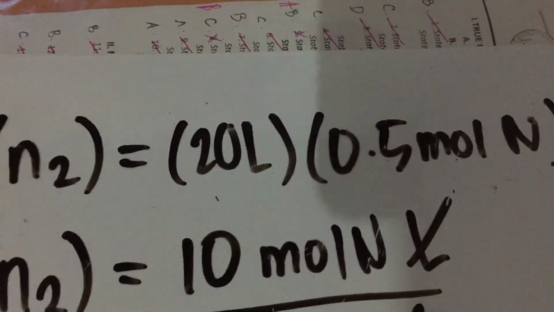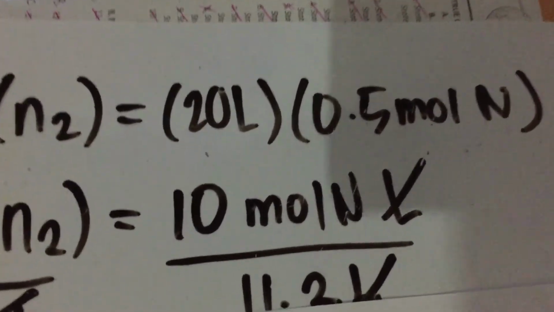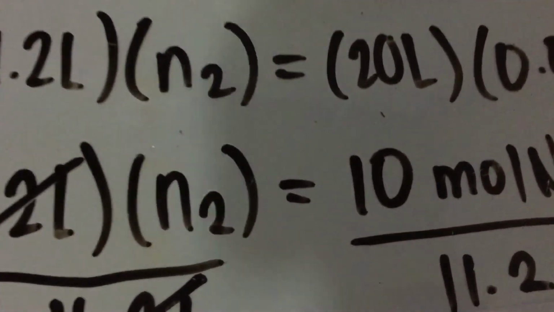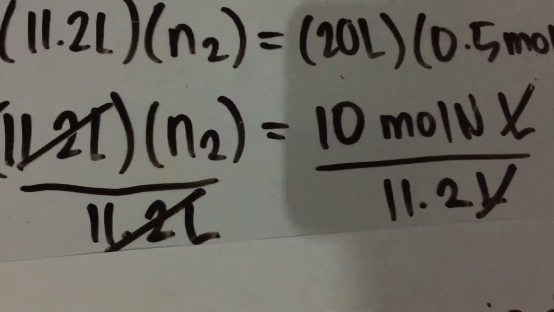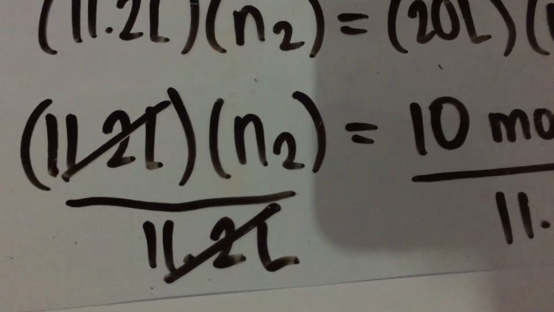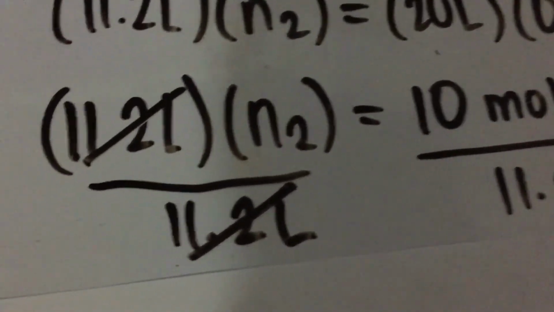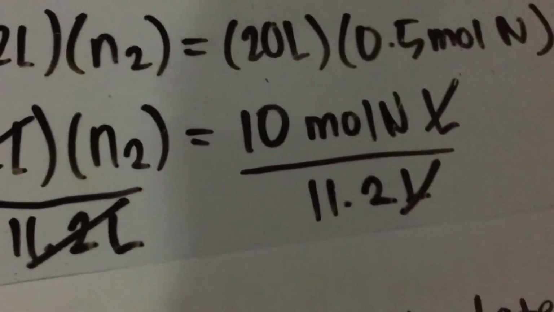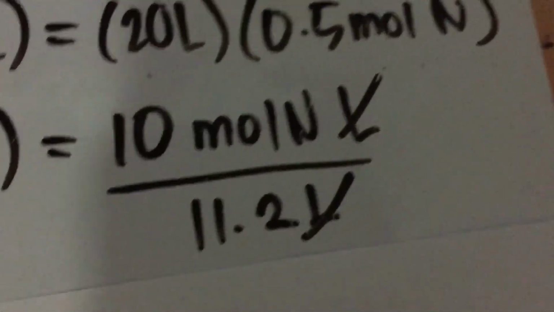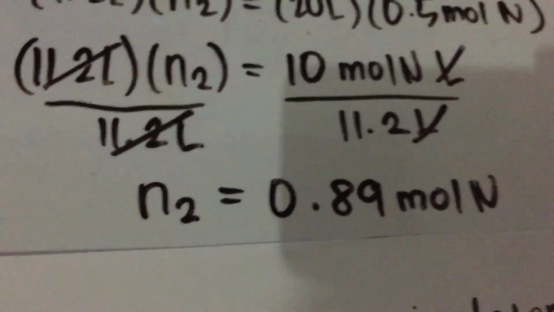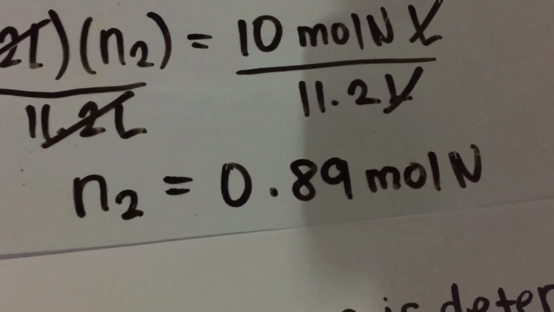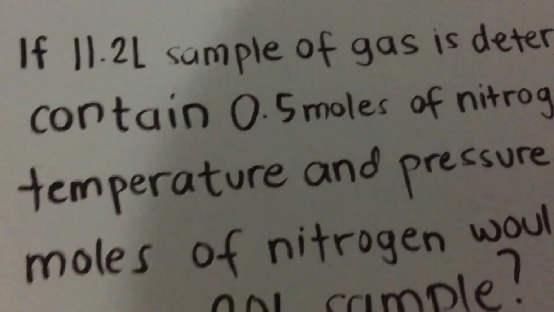Multiplying this, we find that 10 moles of nitrogen is equal to 11.2 liters times the unknown. Then we need to isolate the unknown, which is n2. So dividing both sides by 11.2 liters, canceling the unit, which is liters, we can find the answer, which is 0.89 moles of nitrogen in a 20-liter sample.